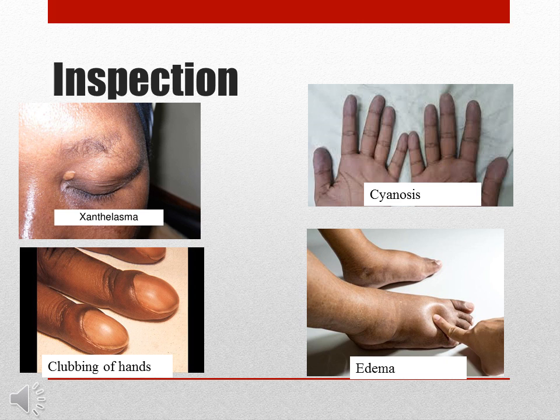These are some pictures of what I was describing in the previous slide. In the upper left, you will see xanthelasma. If you note, above this eyelid, you will see a yellow-like deposit that looks like a pimple, when in fact it is not a pimple. This means that there are fatty deposits clogging up the arteries in other areas of the body, but this is its outward appearance. When we see xanthelasma on other parts of the body that are not at the eye, we call those xanthomas.